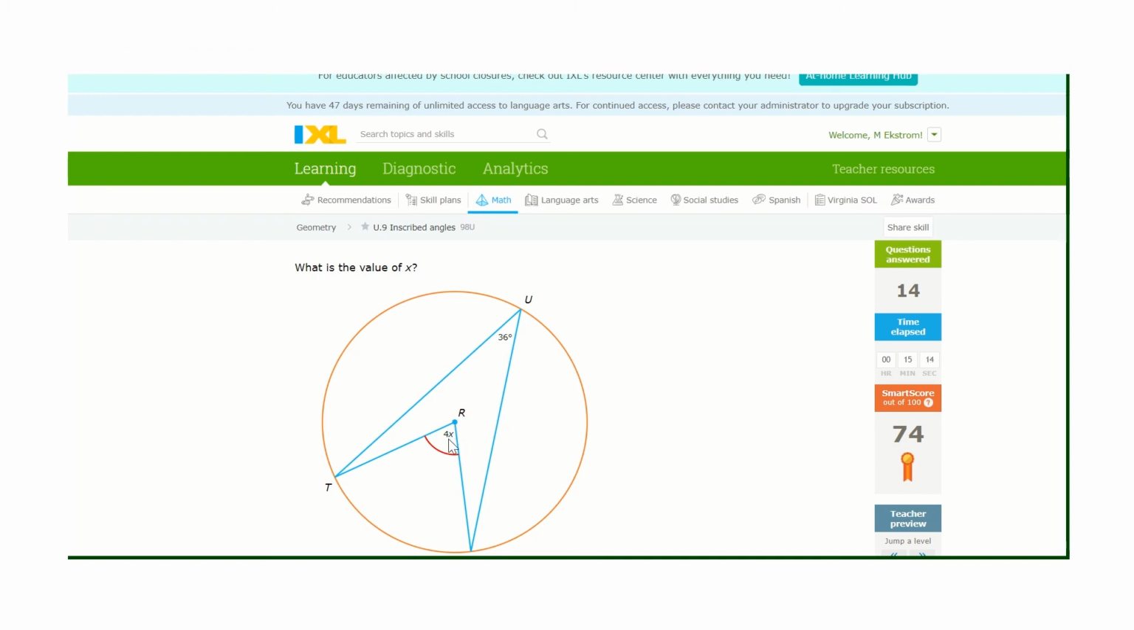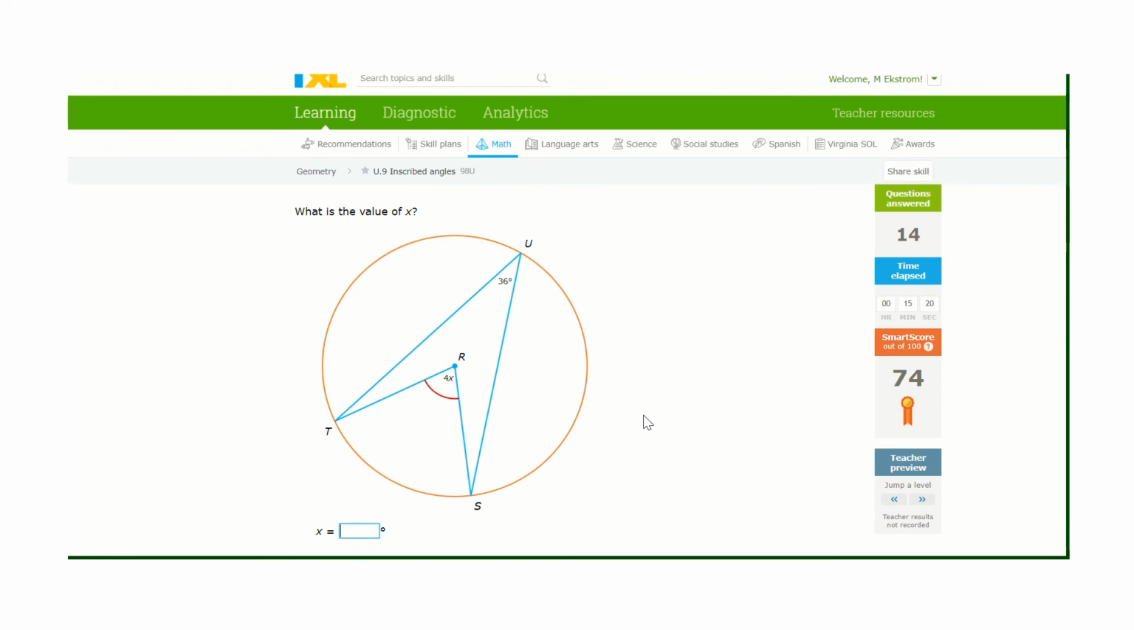36. Does 4x equal 36? No, 4x equals 72. So we're solving for x here. 72, that would be, cut it down to 36, which cuts down to 18.